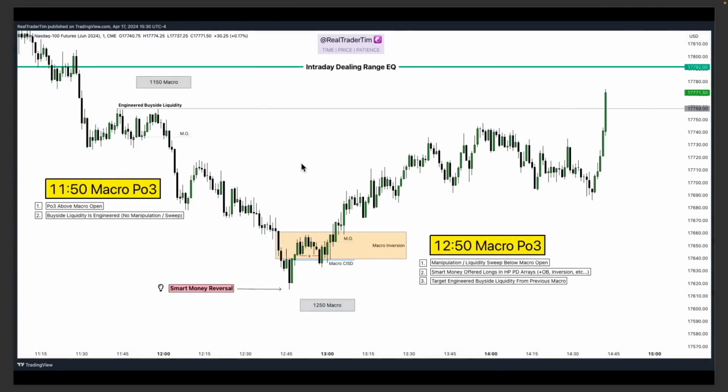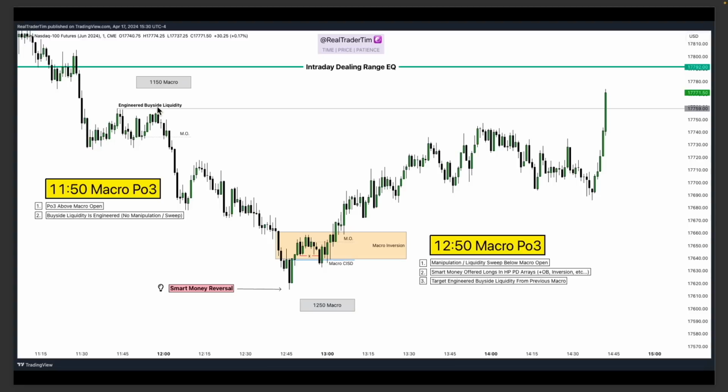Now for this next example, we're going to be looking at Nasdaq's 1 minute chart, and we're going to be analyzing the 1150 macro and the next macro, the 1250 macro, for this fractal of price and how we can use them to understand what is occurring. So again, as we've been discussing for the first 2 examples, we're trying to identify that manipulation above macro opening price because we're bearish here.